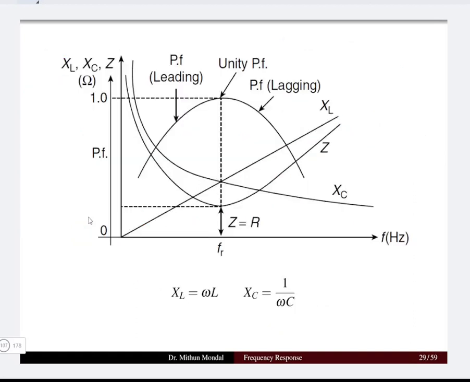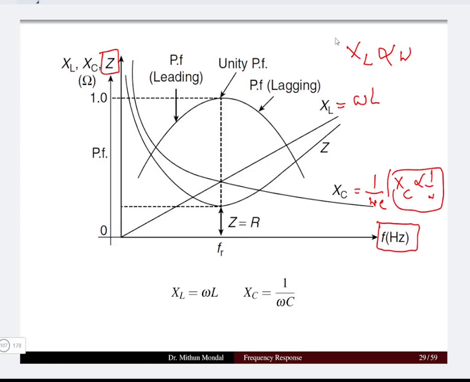If we further draw the waveform of the impedance Z with respect to the frequency on the x-axis, then we know that XL, which is the inductive reactance, is equal to omega L. It means that XL is directly proportional to omega, and XC, which is equal to 1 by omega C, means XC is inversely proportional to omega. So that will decide the waveform of inductive reactance and capacitive reactance.